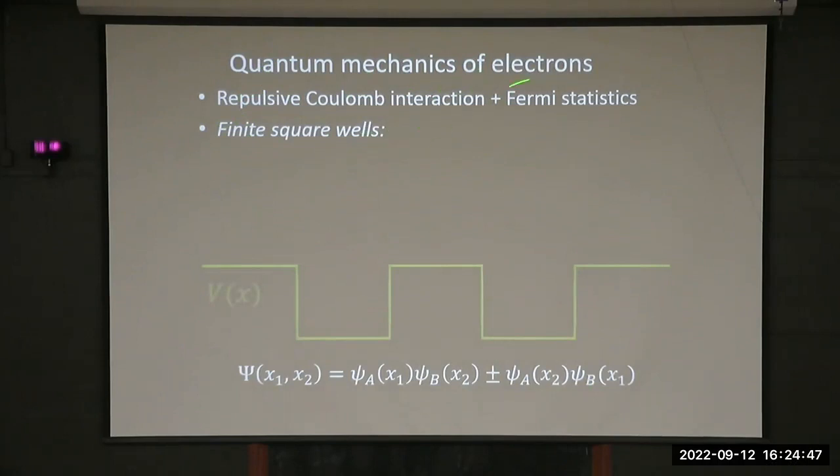So to give a basic introduction to the origin of magnetism, magnetism comes from the combination of repulsive Coulomb interactions and Fermi statistics. So one simple picture where you can see this is a problem from Landau and Lifshitz's quantum mechanics textbook, actually.